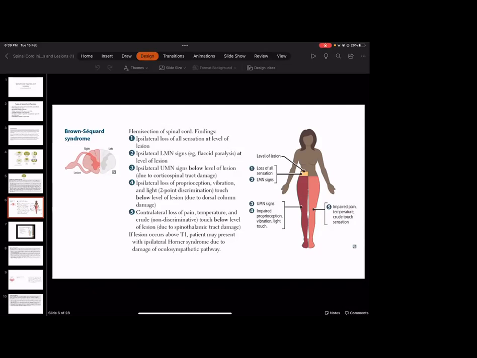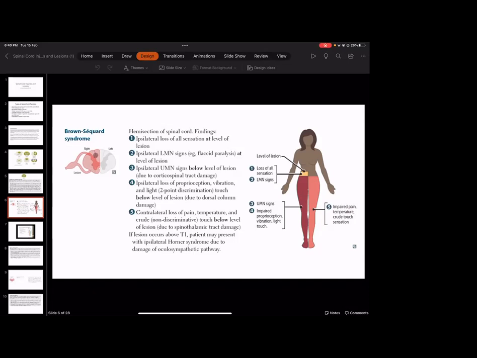Then below the level of the lesion, you're going to have upper motor neuron signs. Why? Because the nerves have been cut at this level, so they're not going down. The anterior horn below the level of the lesion is perfectly fine. What is not fine below the level of the lesion are the nerves. So we'll have ipsilateral upper motor neuron signs below the level of the lesion. And you'll also have ipsilateral loss of proprioception, loss of vibration, and two-point touch discrimination and whatnot. Below the level of the lesion, it will be ipsilateral. Why?